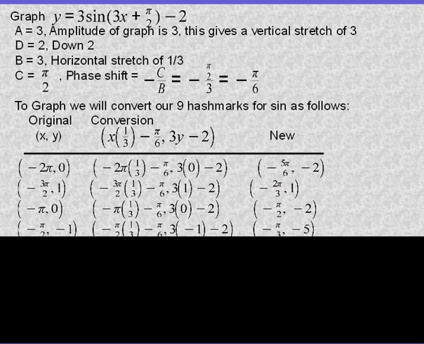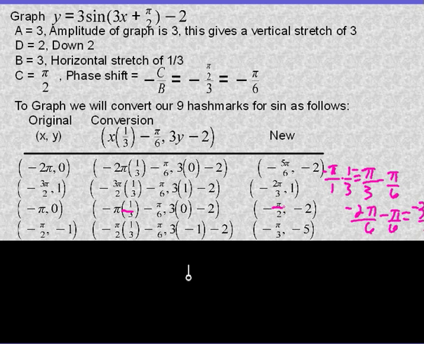All right, next one. So negative pi over 1 times 1/3 gives me negative pi over 3 minus pi over 6. So if I multiply top and bottom by 2, I get negative 2 pi over 6 minus pi over 6. Negative 2 minus 1 is negative 3 pi over 6. I can divide a 3 out of both of those, and that's where I get my negative pi over 2.